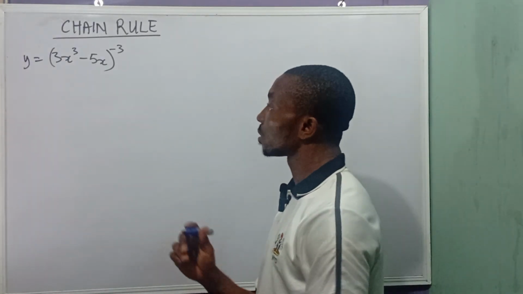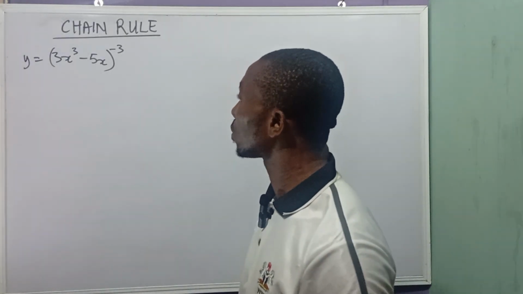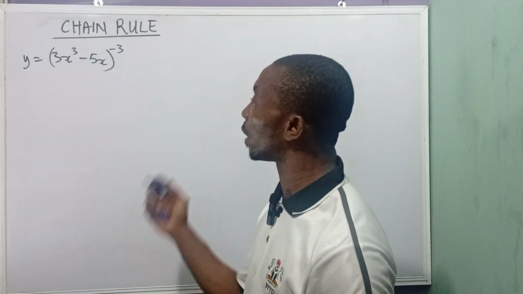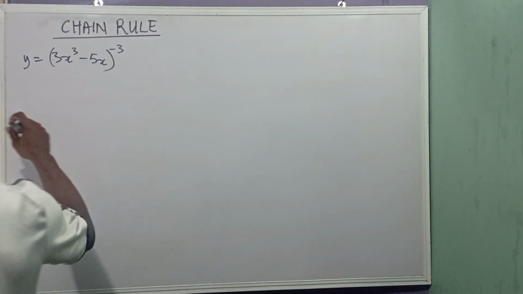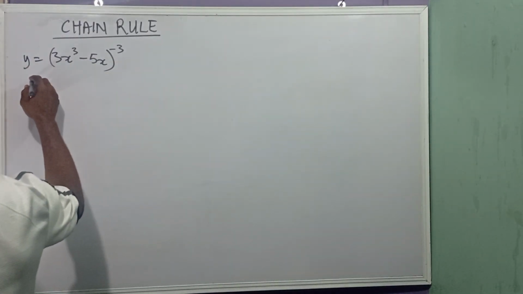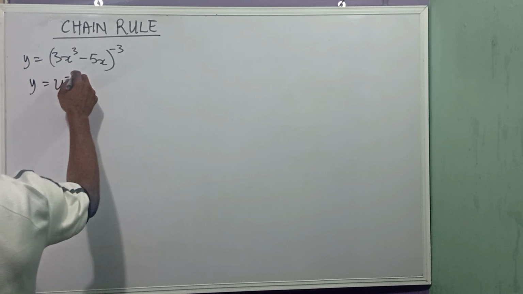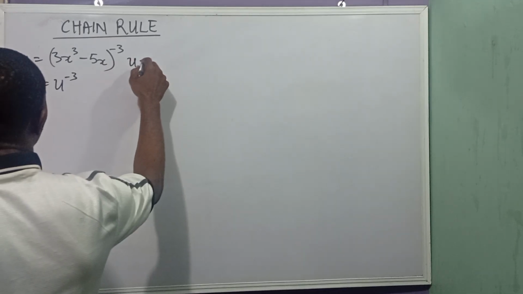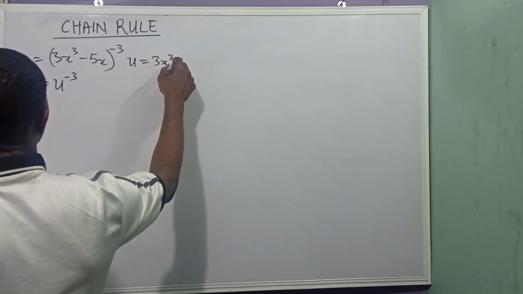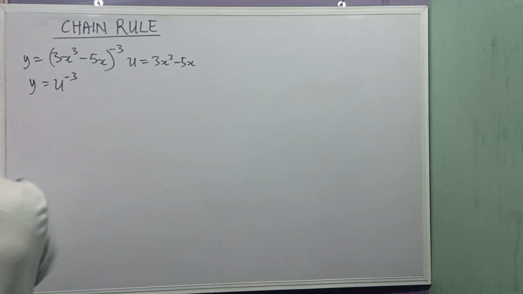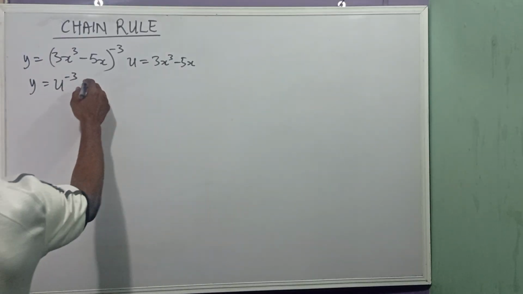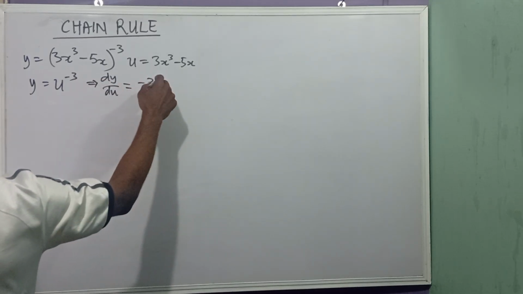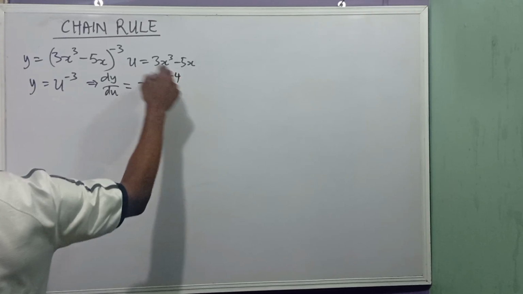Now let's look at this. It says y equals (3x cubed minus 5x) raised to power minus 3. So we have to differentiate this. y will become u raised to power minus 3, where u equals 3x cubed minus 5x. That's our u. So here, our dy/du would be minus 3u raised to power minus 4.